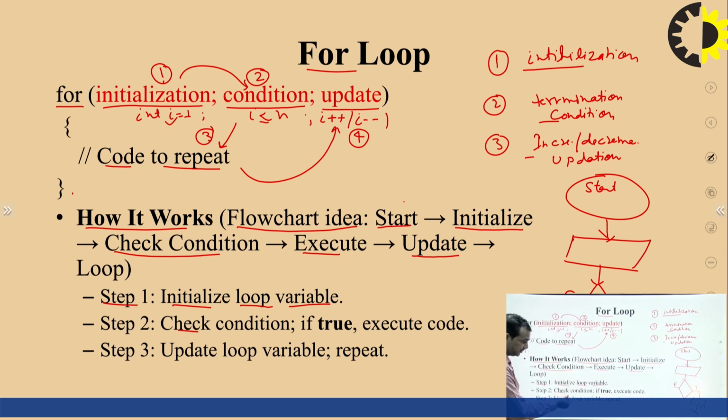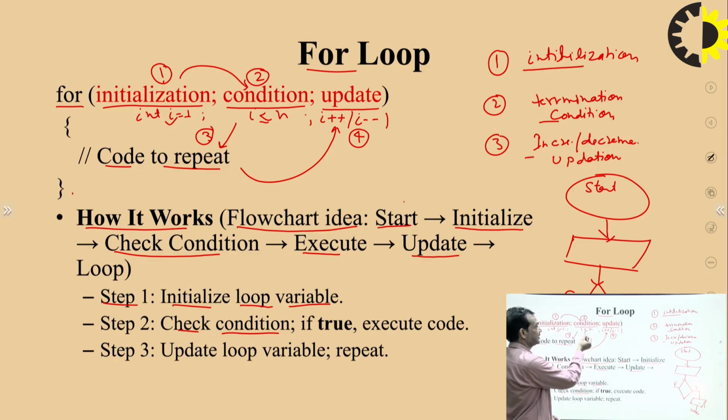Second, it checks the condition, i < n. If the condition is true, then it will execute, meaning it will go inside this block and execute, and then we update the loop value, repeating again and again.